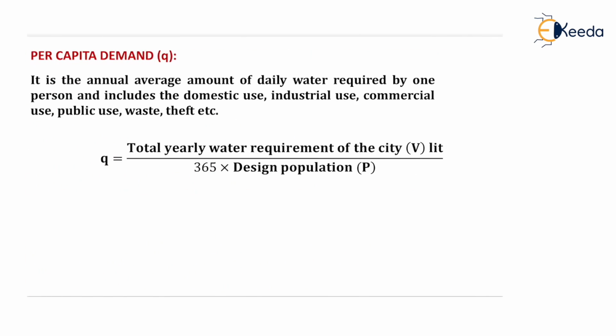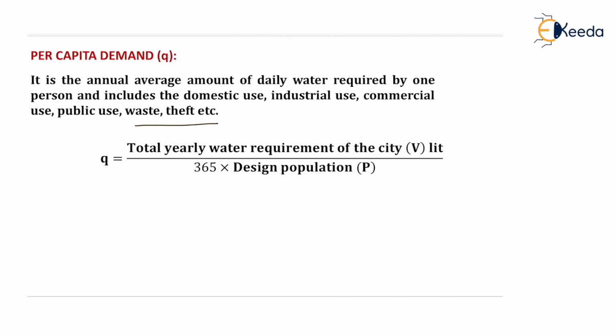Moving on to the next, that is per capita demand. Now what is per capita demand? It is the annual average amount of daily water required by one person and includes the domestic use, industrial use, commercial use, public use, waste, theft, etc. What it means is that the amount of water required by one person for all the demands in liters in one day is known as per capita demand.